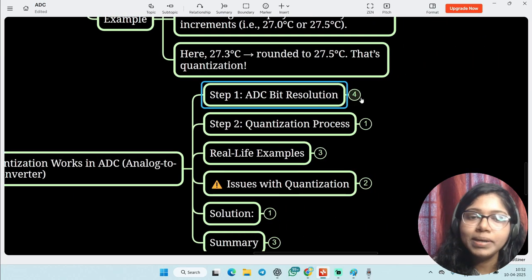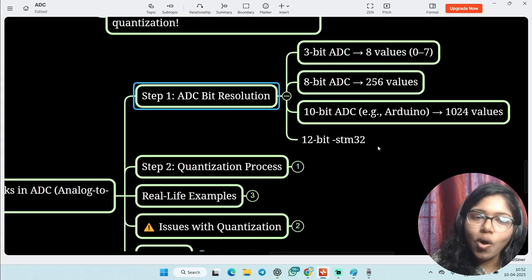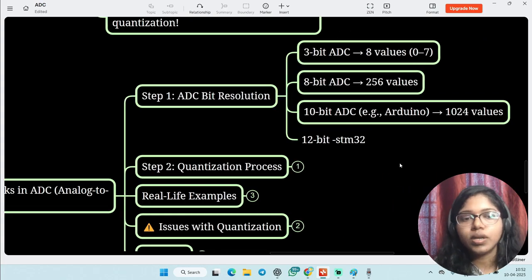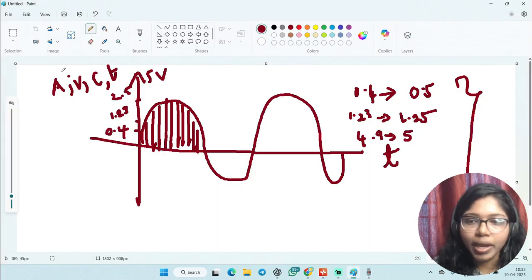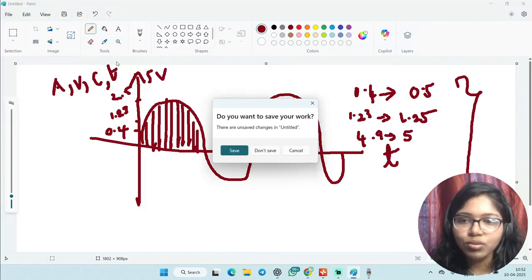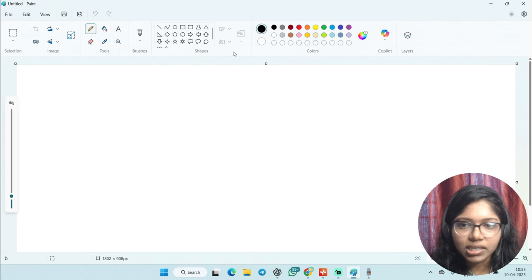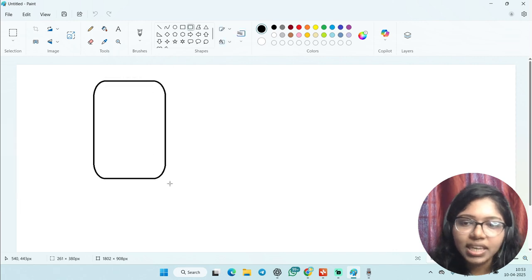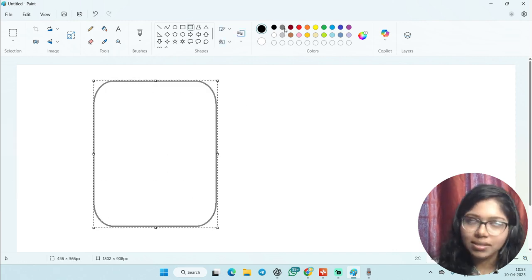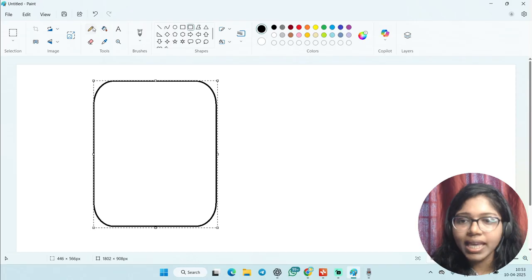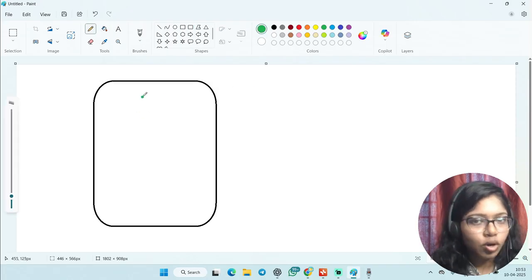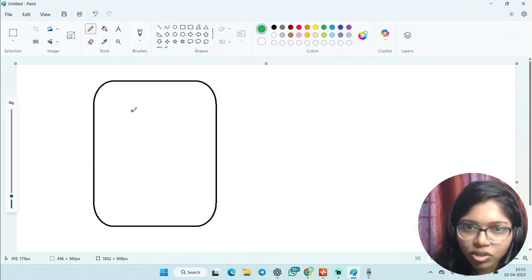Here I've mentioned bit resolution. So what is bit resolution? Each microcontroller, you have to check this. You might have used a microcontroller or whatever device you are using. It has default bits, that means ADC bits. Here I'm going to select my microcontroller. There are a lot of microcontrollers.